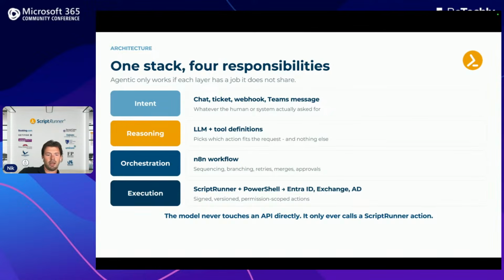Second one is reasoning. So reasoning is the LLM plus a set of tool definitions. Its job, and its only job in this case, is to look at the request that it received and pick which action fits, which tool fits. And that's it. In a way, it's a router with good natural language comprehension. The next one is orchestration. Here I'm mentioning n8n workflows, but it can be any workflow engine you're using. Important here is sequencing, branching, retries, merges, approvals. This is where the plumbing lives.